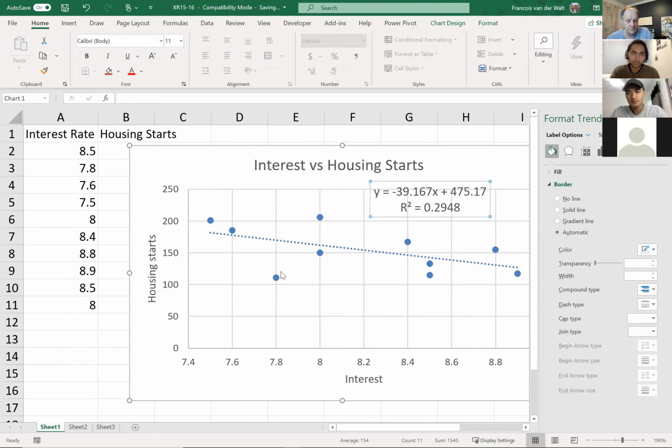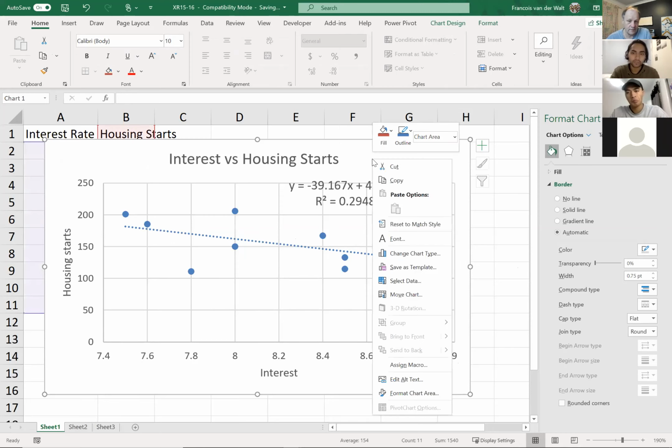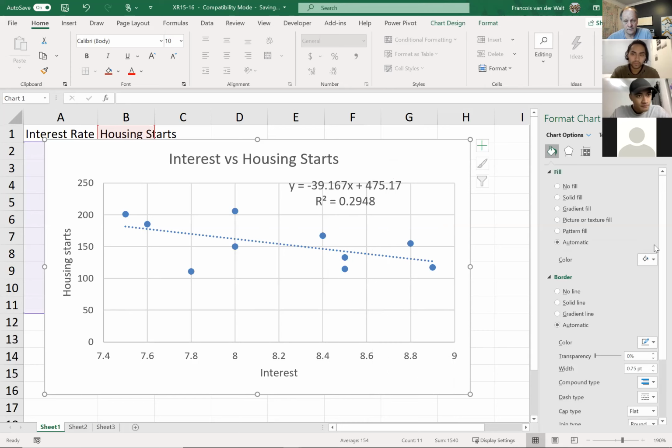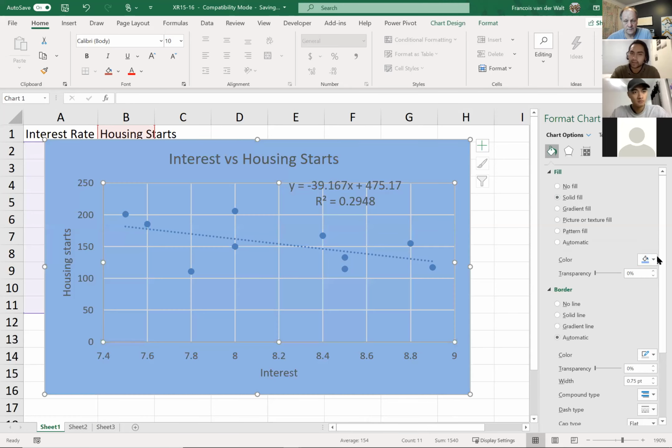Do you like? You're talking about the colors in the background? Yeah, and just spacing it out. So right click. Okay, let me do it. We've got time. So the fill, solid fill, I normally choose a color like that. And then this one, solid fill, white.